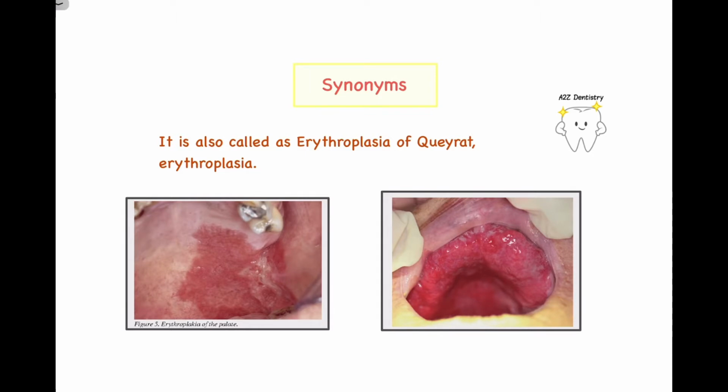Now if we try to break that word down, erythroplasia here refers to the color red, and plasia means a mucosal patch. So it comes down to a red mucosal patch, and erythroplakia also refers to the same. Erythro means red and plakia means a red mucosal patch. So the name itself indicates that in this lesion there will be a red patch on the oral mucous membrane.